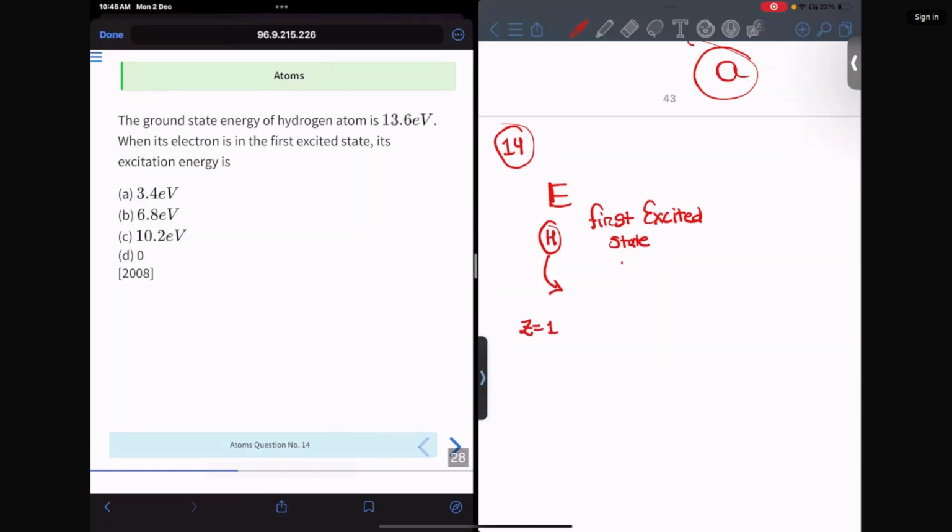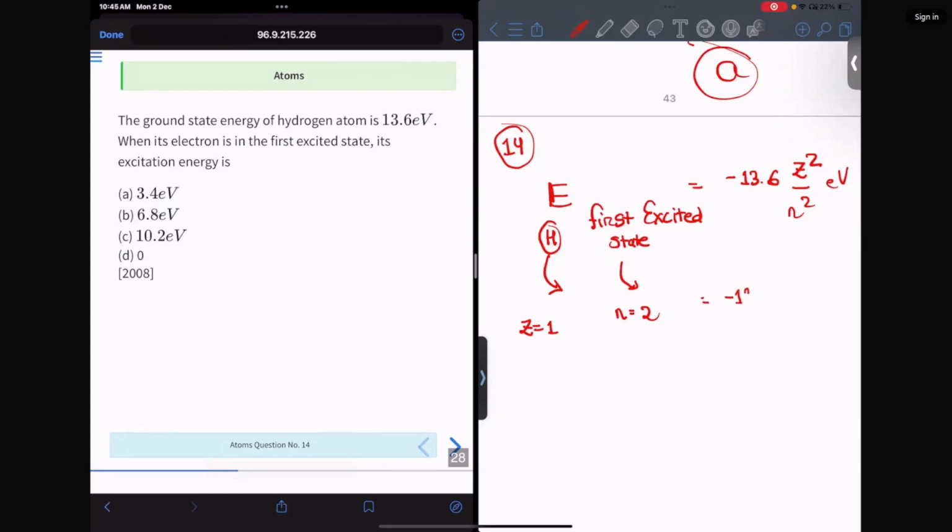1. First excited state, I told you. In hydrogen, first excited state will be what? N equal to 2. Ground state means N equal to 1. First excited means N equal to 2. Like that you go. So the value will be equal to what? You know the formula. Again I'm writing so you remember it better. Minus 13.6 into Z square upon N square electron volt.